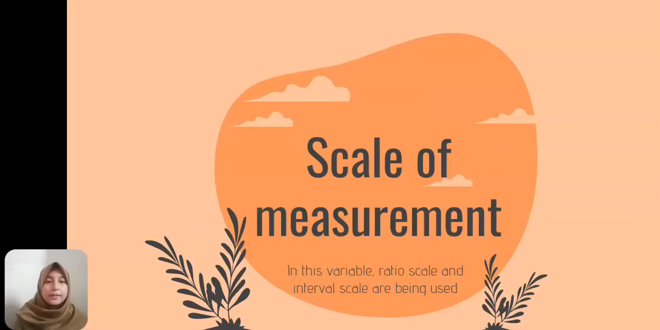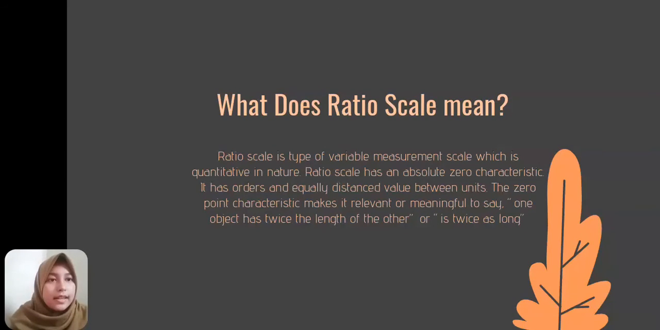In this variable, the ratio scale and also the interval scale are being used. What do the ratio scale and interval scale mean? Let's take the definitions of the scales. Ratio scale is a type of variable measurement scale which is quantitative in nature. Ratio scale has an absolute zero characteristic. It has order and equally distinct value between units.